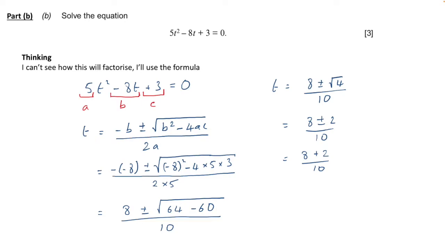So now we've got two possibilities. We either have 8 plus 2 over 10 or 8 minus 2 over 10, and 8 plus 2 is 10, and 10 divided by 10 is 1, 8 minus 2 is 6, and 6 divided by 10 could be converted to 3/5. You could convert it to 0.6. I don't think it specifies that you need to give a fraction as the answer, so you could give a decimal. Okay, so that's using the equation.